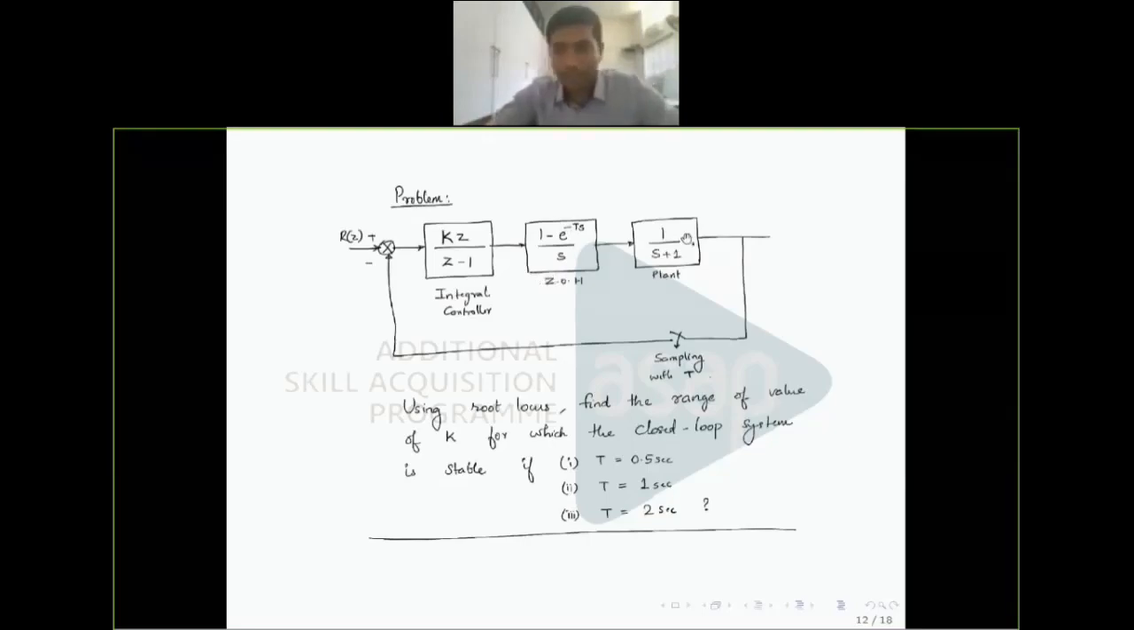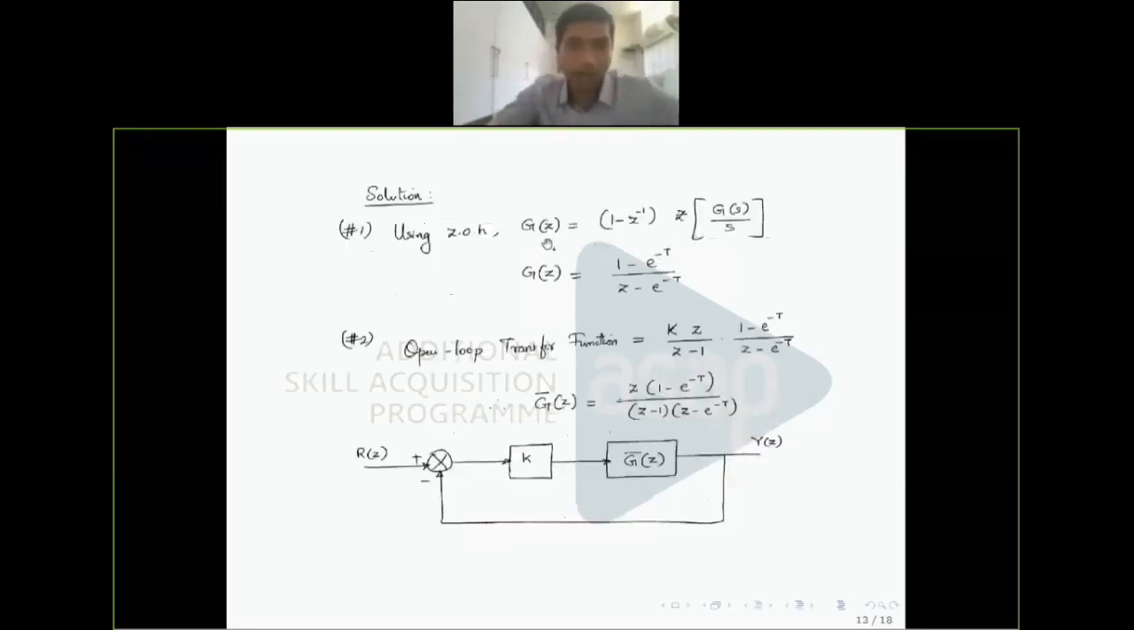So 1 by s plus 1 is the continuous time plant. So using zero order hold equivalence, if you have studied that, you can obtain G of z as 1 minus z inverse times z transform of G of s by s. So G of s is the plant transfer function that is given.